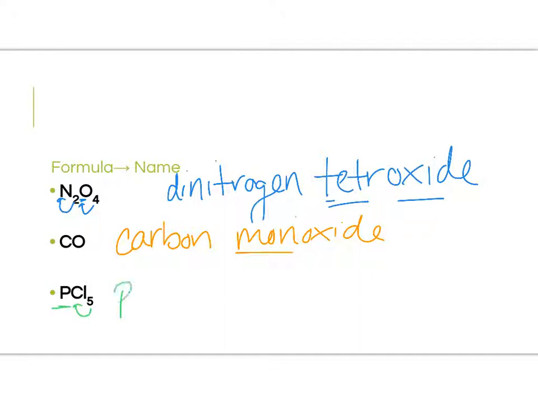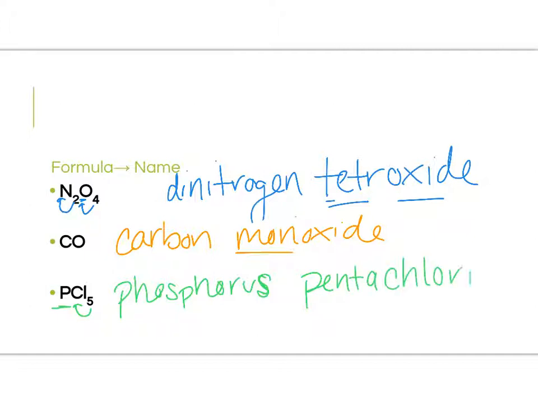Okay, and then the last one here is P with 5 chlorines. So P represents phosphorus. 1 phosphorus listed there, so we don't need a prefix because it's the first element. And then penta for 5, and then chlorine we change to chloride. So phosphorus pentachloride. Okay, so try your practice on this using prefixes and making sure to be detailed with those prefixes.